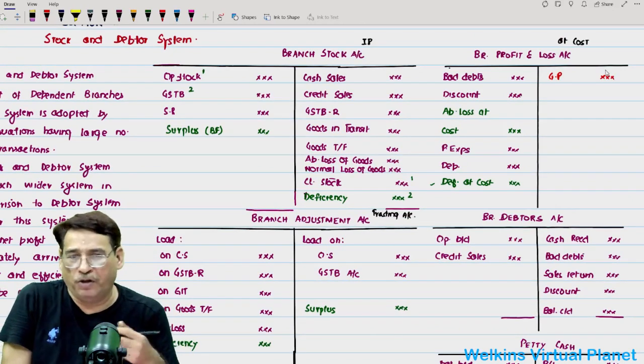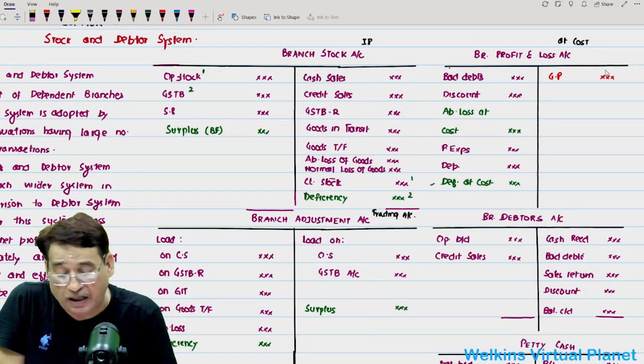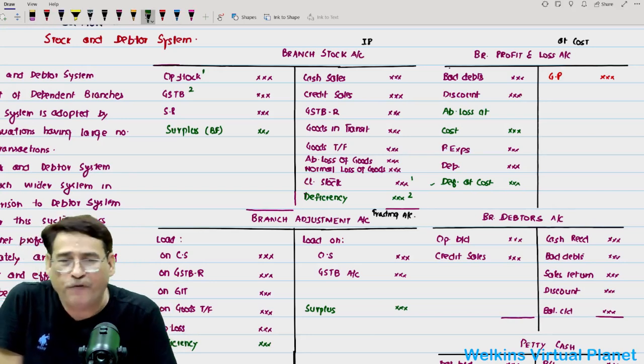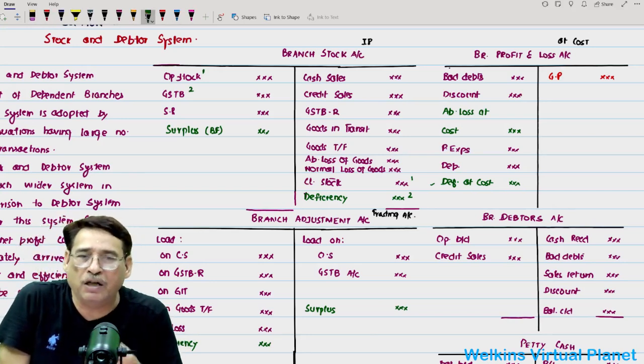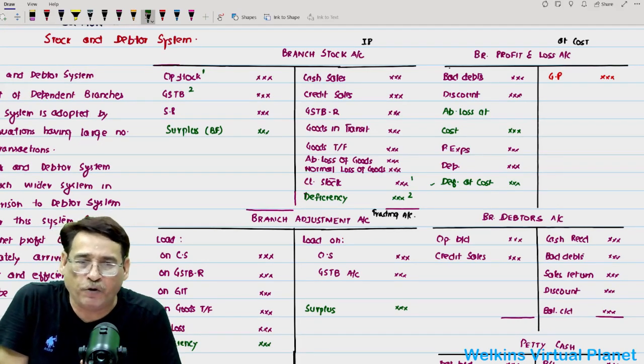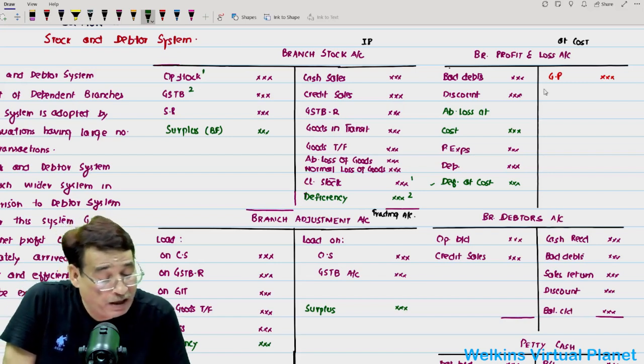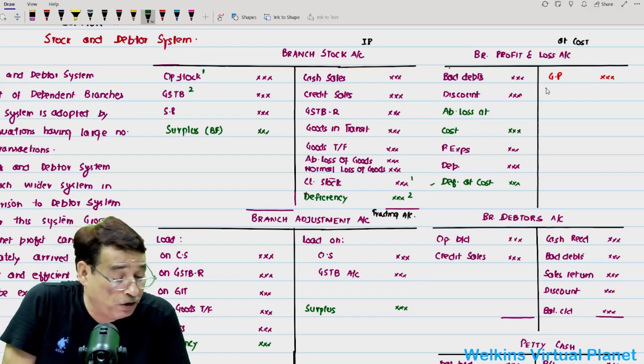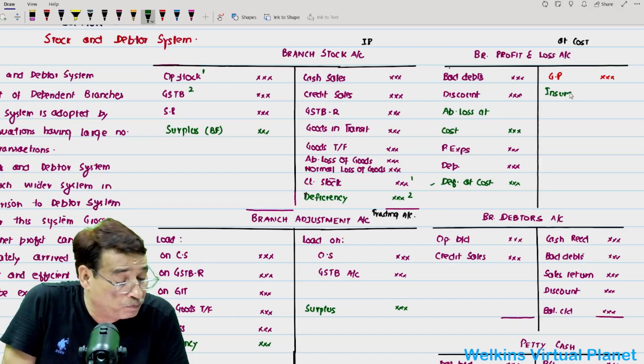Sometimes in the question, it is given that insurance claim received, because often it is the practice of the business to get their goods insured. So in case any abnormal losses arise, then they may get some insurance claim. So if any insurance claim is given in the question, you are going to write it towards the credit side of the profit and loss account. Insurance claim.